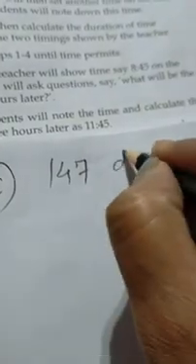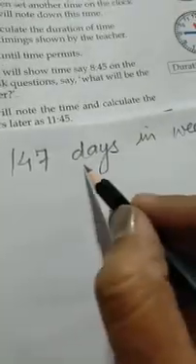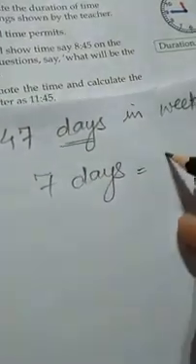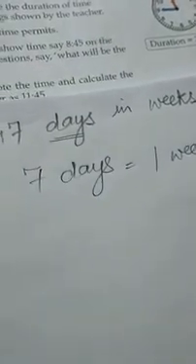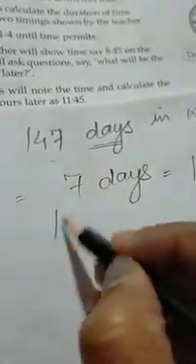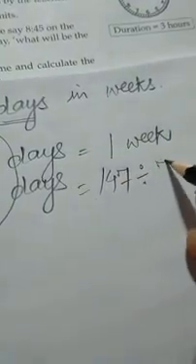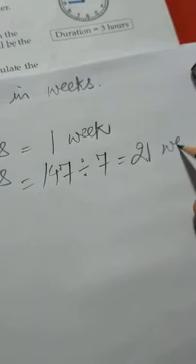Now C part is there. Express 147 days in weeks. See how to do it. We have to convert 147 days into weeks. How will we do it? Firstly, we will write days. 7 days is equal to 1 week, and 147 days, these both will be divided. Bigger number divided by smaller number. Yes, then we will get 21 weeks.